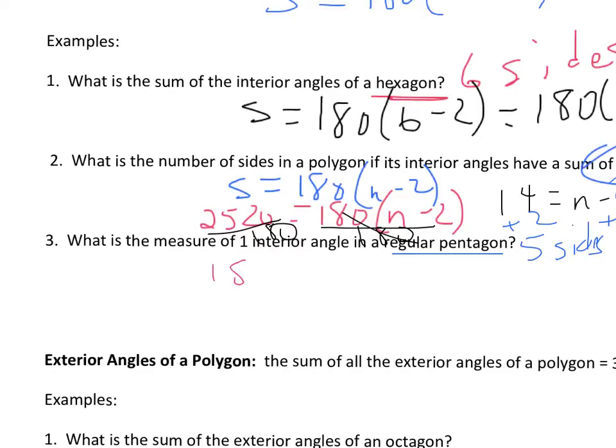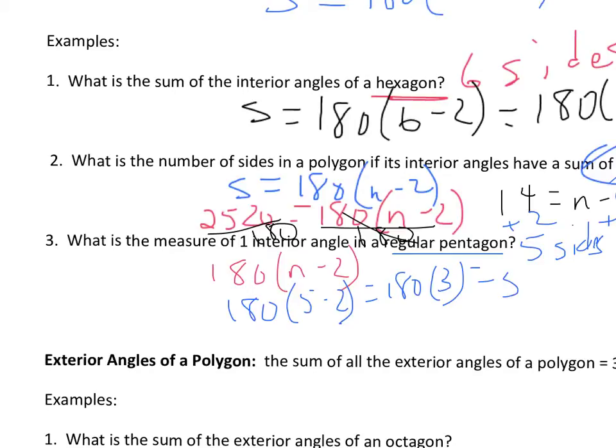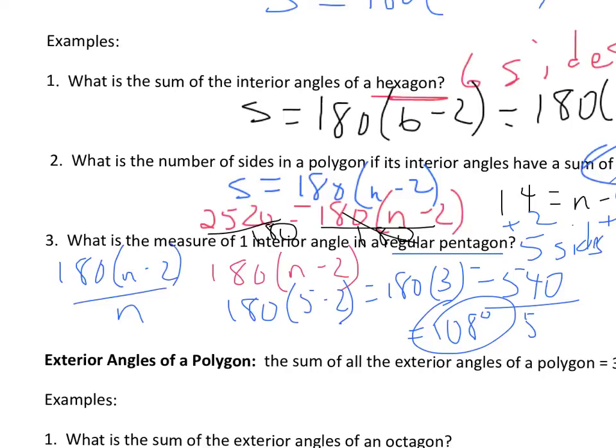So we still use our 180 times n minus 2 because we're going to figure out what all the angles inside the pentagon add up to. So if I put 5 in there, so it's 180 times 5 minus 2, which is 180 times 3, which is 540. And that's for what all 5 angles add up to, and we're going to divide by how many sides we have, which is 5, because they're all going to be the same, or how many angles we have. So 540 divided by 5 is 108. So one of those angles is 108 degrees. So really what we did is we did 180 times n minus 2, and we divided by n, the number of sides.